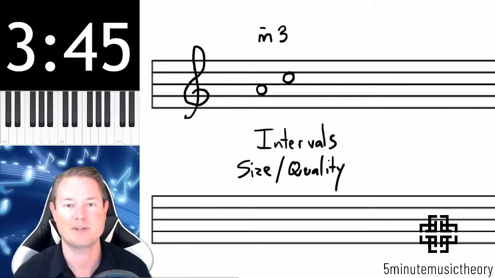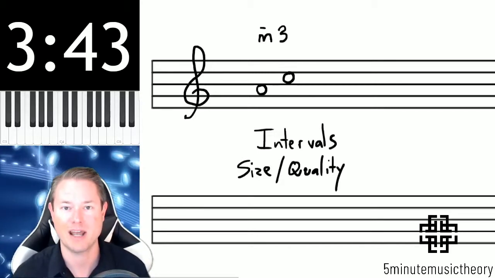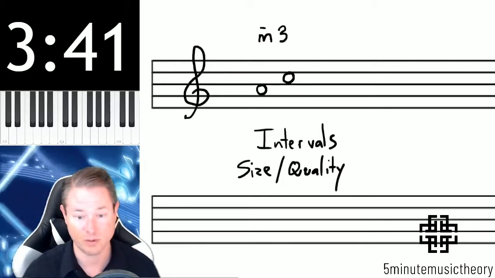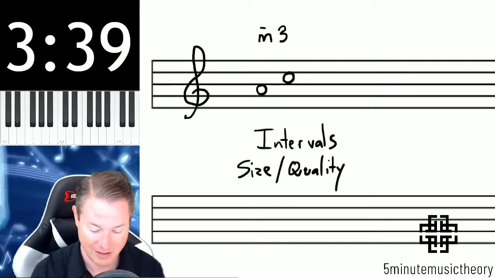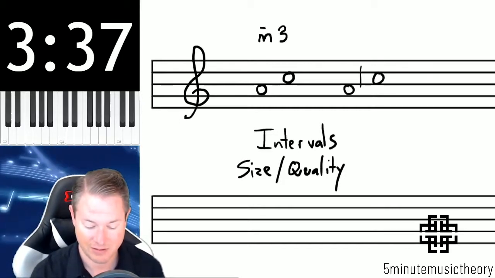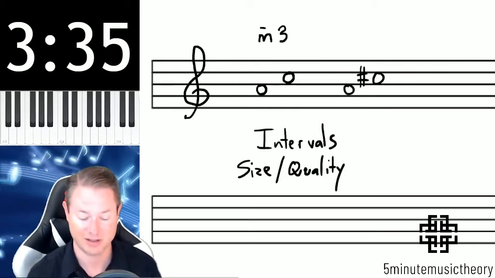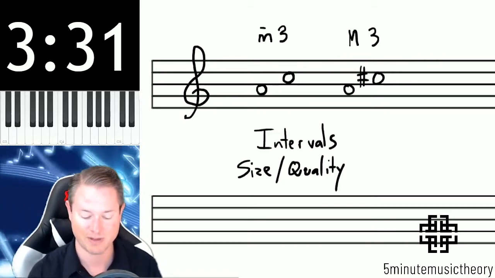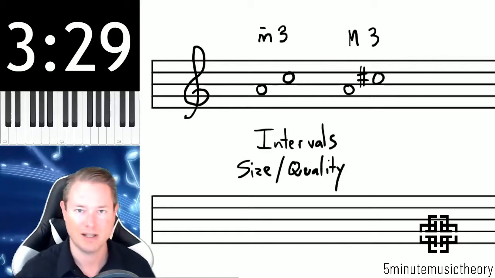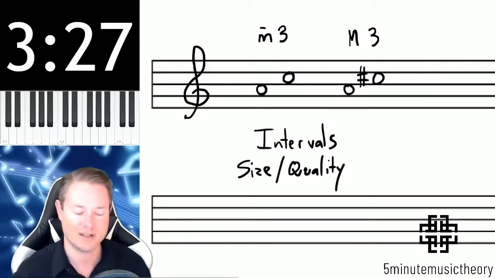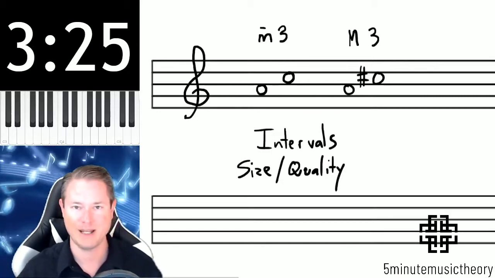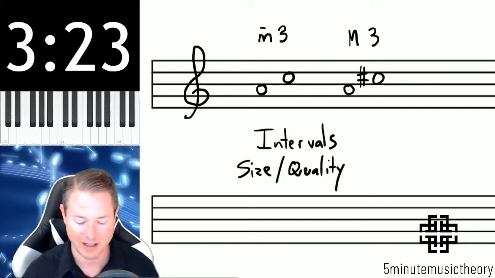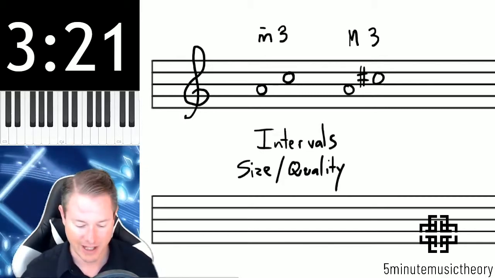Just to be absolutely sure that that's a lowercase m, we put a little line over it, because we will have uppercase and lowercase. For example, if I make this an A to a C sharp, this is still a distance of 3 as a size, but the quality is now major. I will cover how to determine this in the future, but there's one big point that I want to make in this video, other than what an interval actually is.